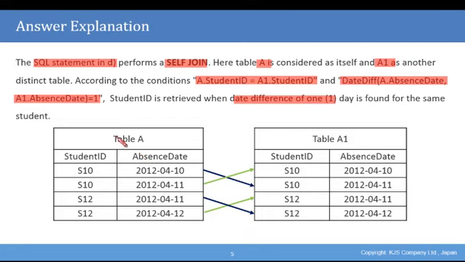If we look at the tables here, we have our 2 tables considered as 2 separate distinct tables, even though they're the same table. Here, what we're doing is when A.studentID is equal to A1.studentID, and we find a date difference between 2 dates of 1, we're able to make the comparison statement, and this is what we're looking for. So here we can see these lines show the comparisons that are being made by the SQL statements.